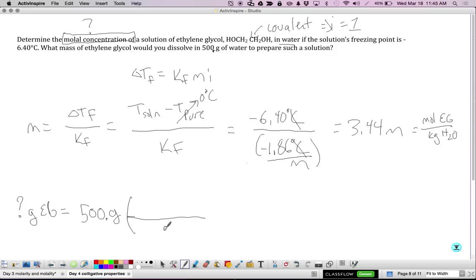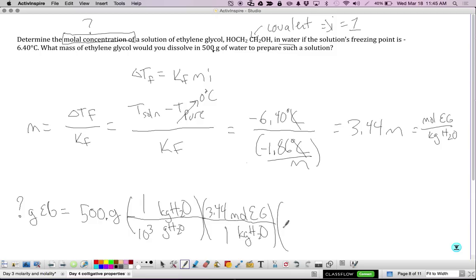So the first thing I'm going to do is get my grams of water into kilograms of water so that I can use molality as a conversion factor. So that's 10 to the 3 grams in 1 kilogram. Okay, now I can put my kilograms of water into moles of ethylene glycol. Okay, and there are 3.44 moles ethylene glycol in 1 kilogram water.